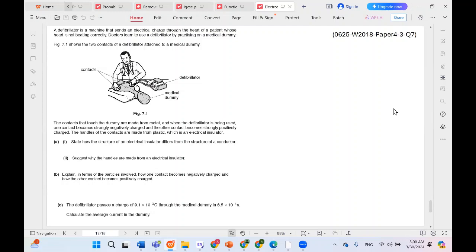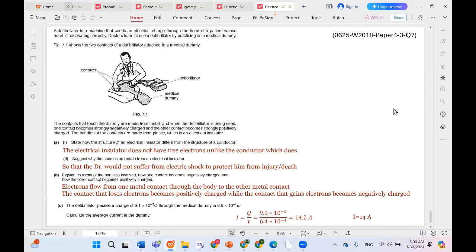State how the structure of an electrical insulator differs from the structure of a conductor. We said this before. The electrical insulator does not have free-moving electrons. Its electrons are fixed in position. In II, we are asked to suggest why the handles are made from an electrical insulator. Of course, this is to protect the doctor from suffering from an electric shock. So we definitely need the handles to be made from an electrical insulator to avoid injury or, in some possible cases, even death.